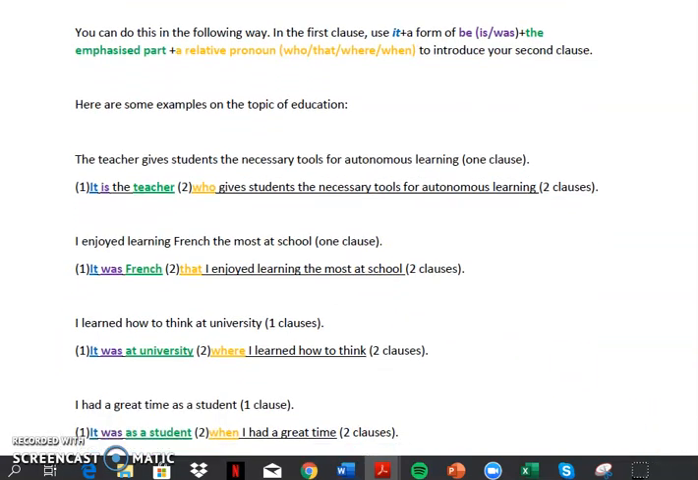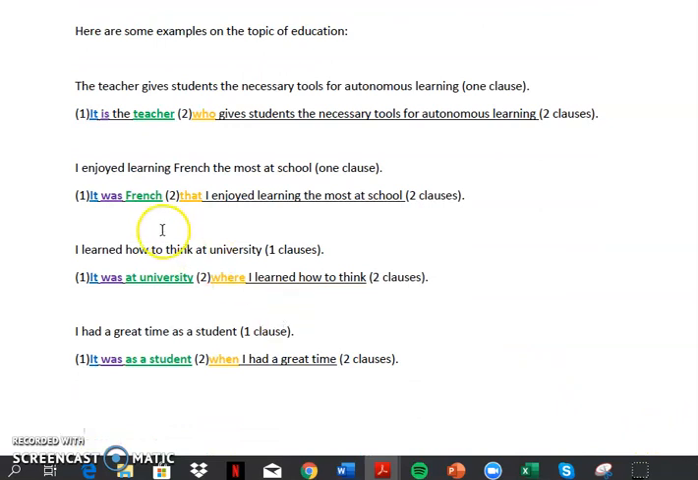And a further example, in one clause, I learned how to think at university. In two clauses, okay, so it was at university where I learned how to think.